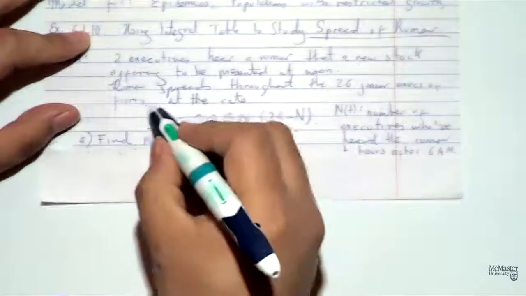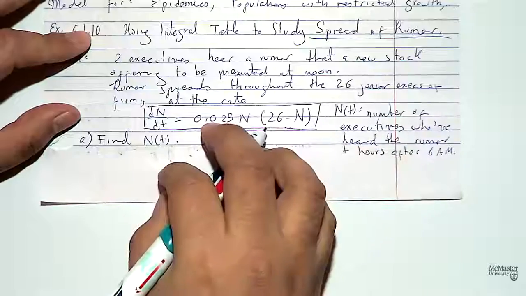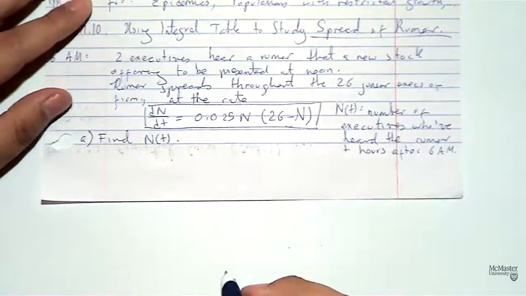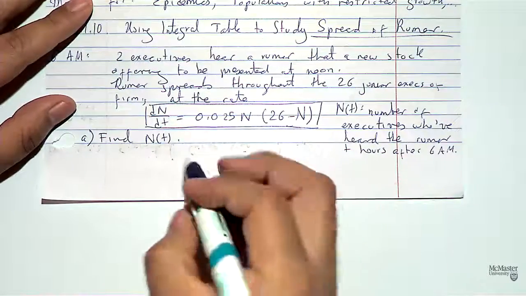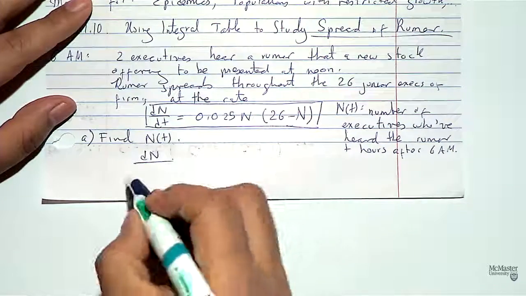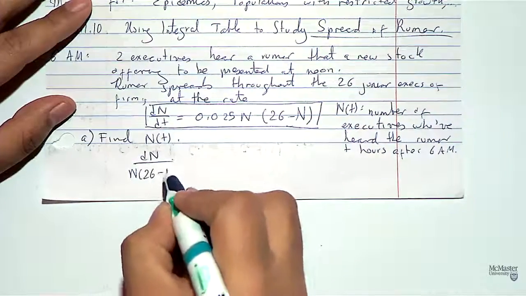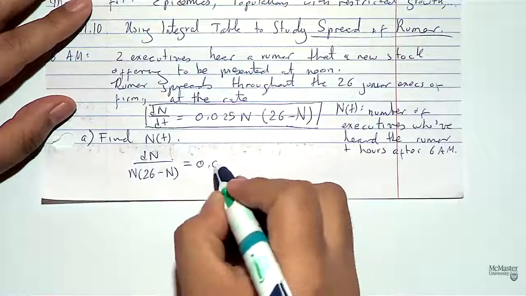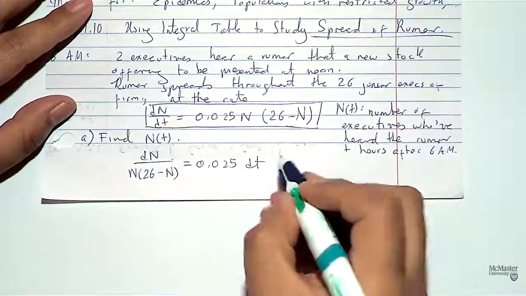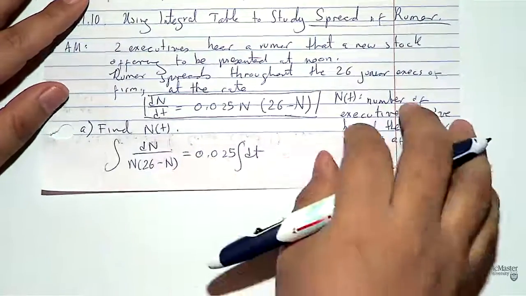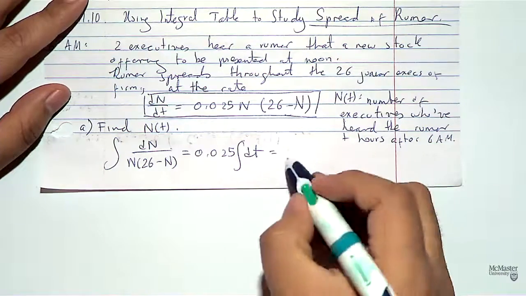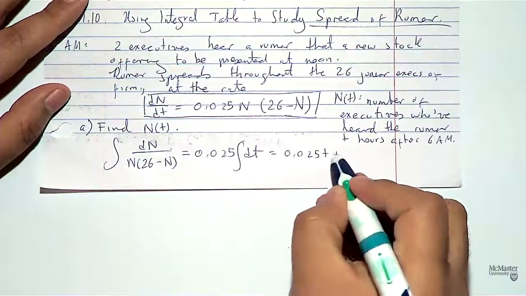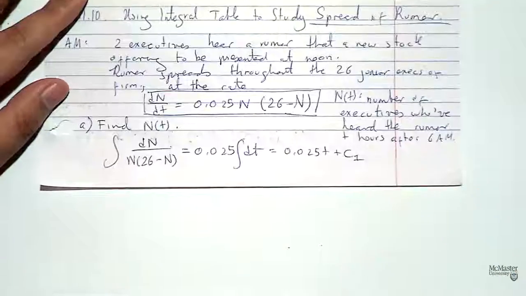And look, this is very similar to the differential equations problems that we did with separation of variables. So if you separate the variables, you have dn divided by n times (26 minus n), and then you have 0.025 dt. Then you integrate on both sides and you're done, right? So this is a constant, 0.025 t plus a constant of integration, which we're going to call C1.